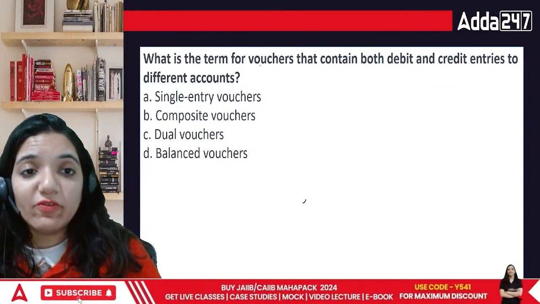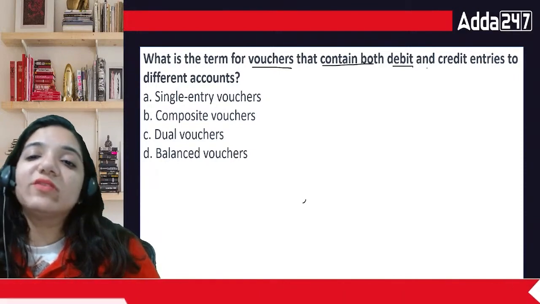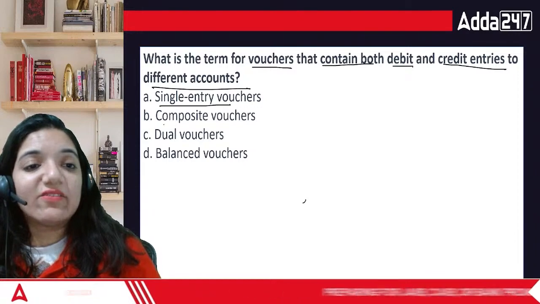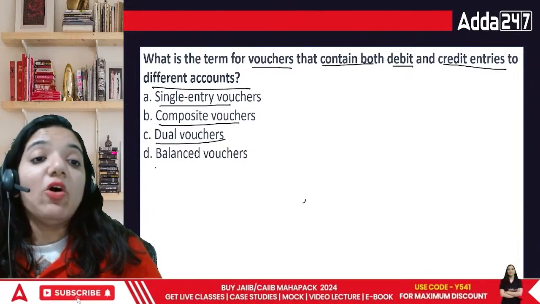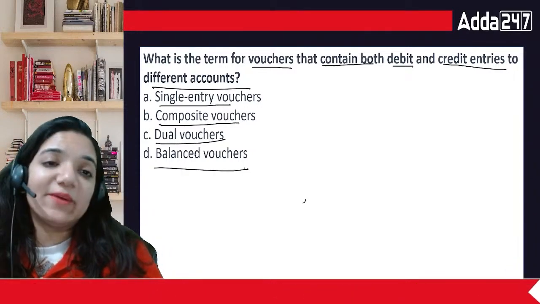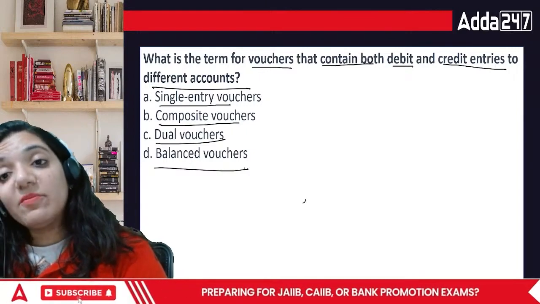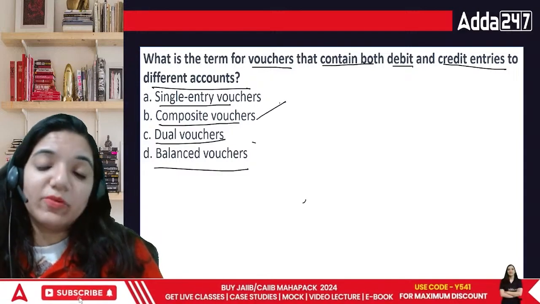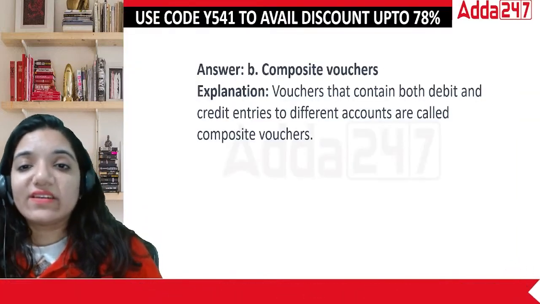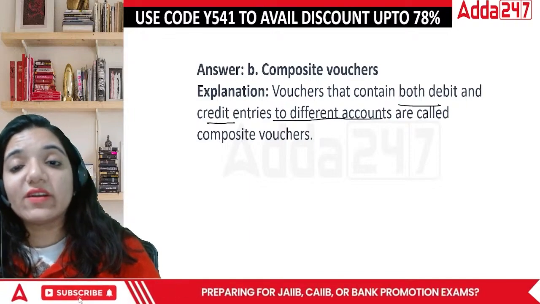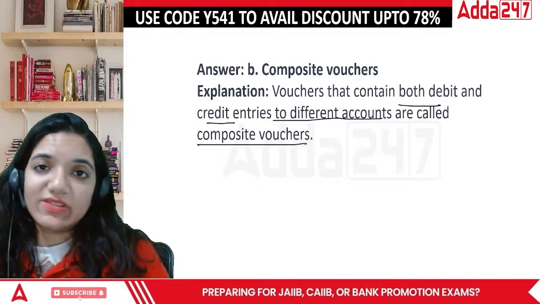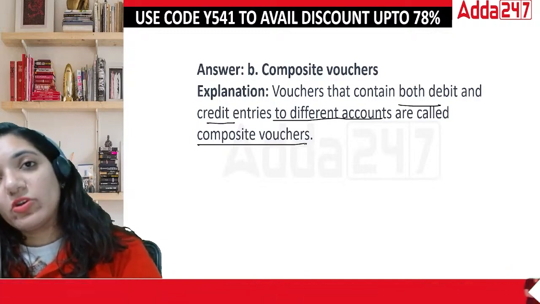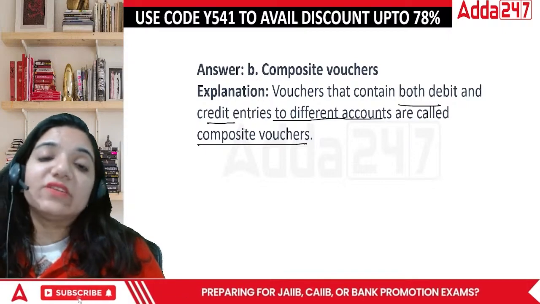Now look at this. What is the term for vouchers that contain both debit and credit entries in different accounts? Is this single entry voucher, composite voucher, dual voucher, or balance voucher? We have just talked about this area. When it has both the debit as well as credit, it is going to be the composite voucher. Vouchers that contain both the debit and credit to different accounts are called composite vouchers. That simply means the debit and the credit are not going to be in the same account. They are going to be in a different set of accounts.